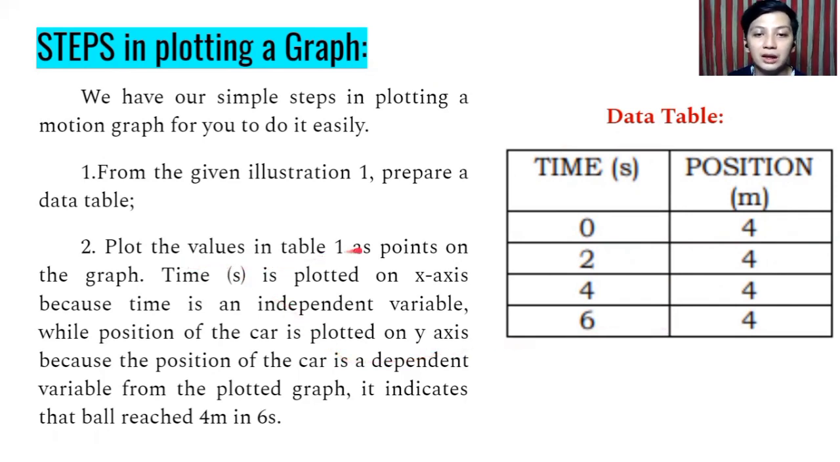Plot the values in the table as points on the graph. So time in seconds is plotted on the x-axis, sa baba, because time is the independent variable, while the position of the car, or in this example the ball, is plotted on the y-axis. It's a dependent variable. From the plotted graph, it indicates the ball reached 4 meters in 6 seconds.